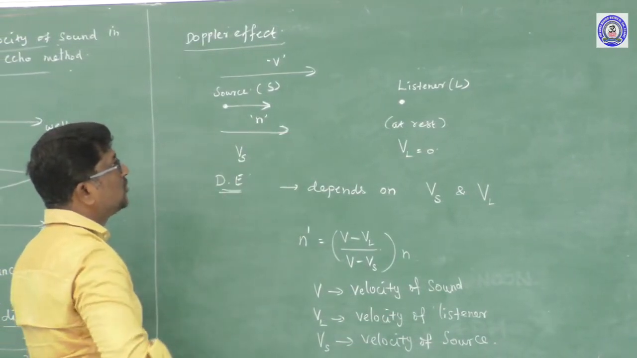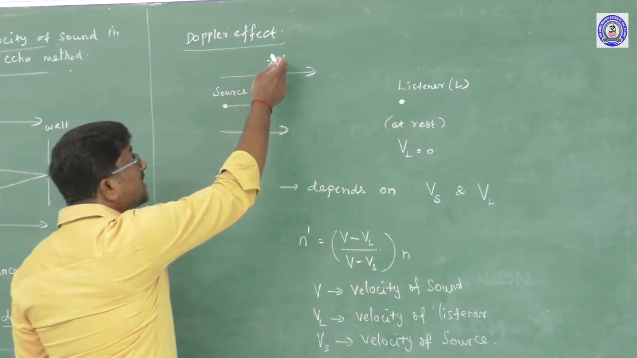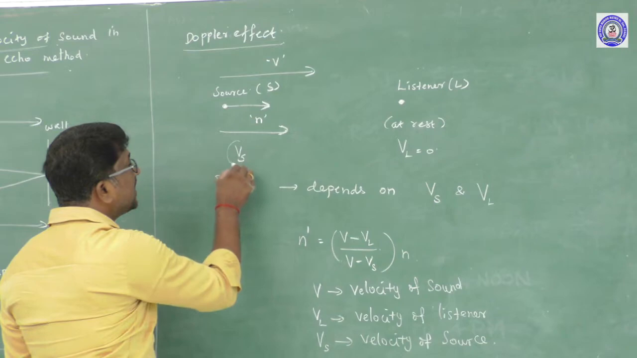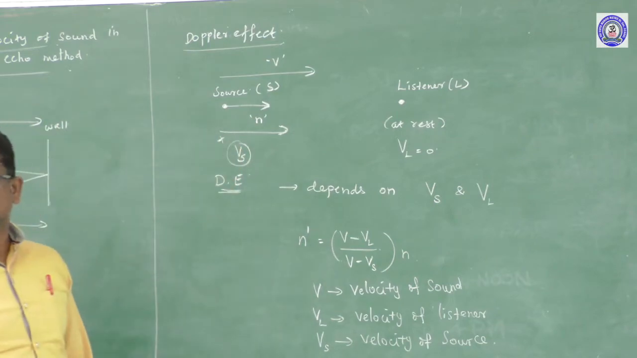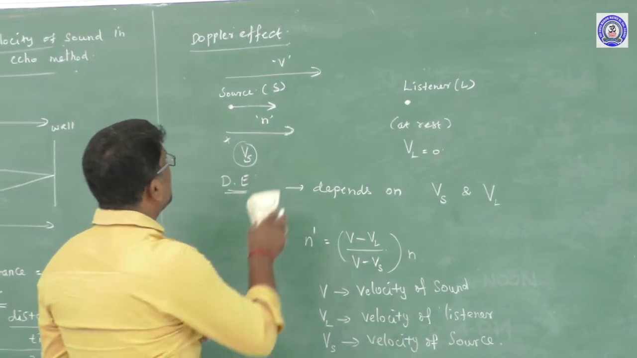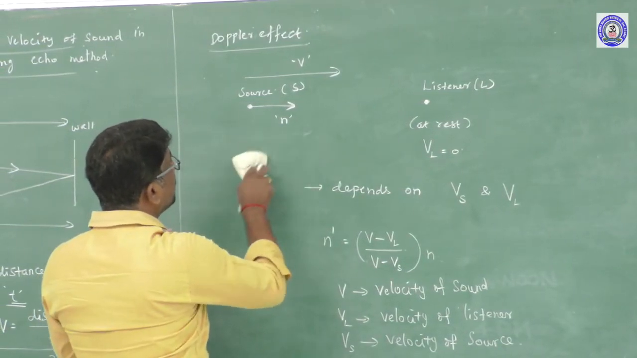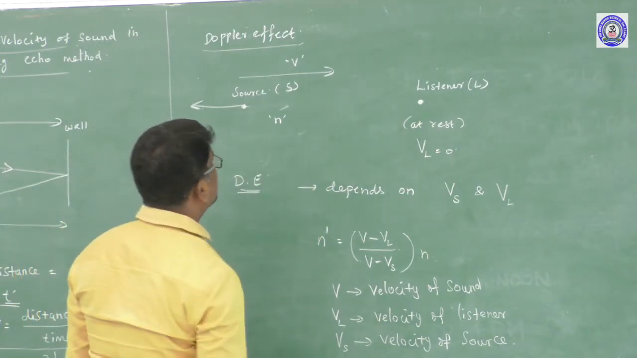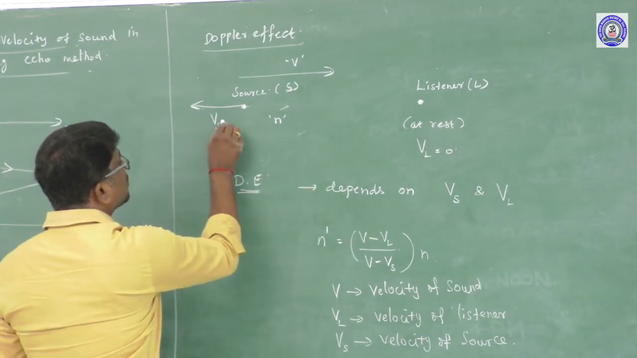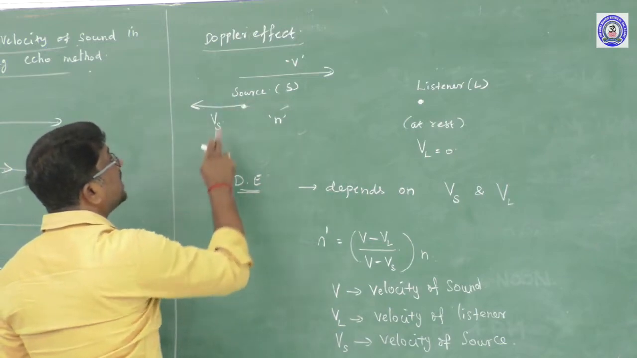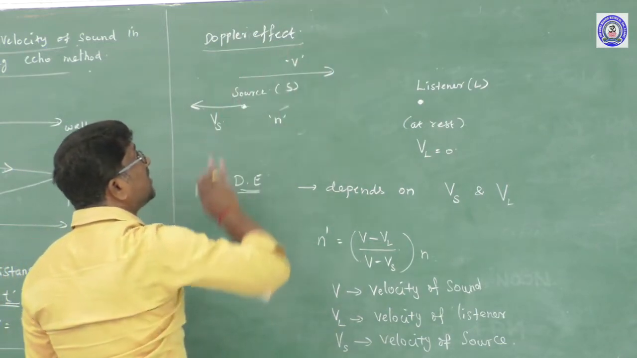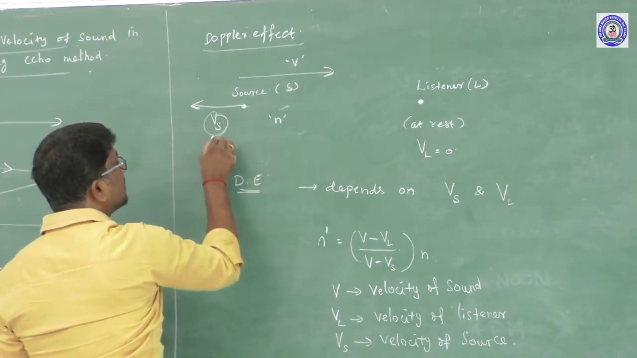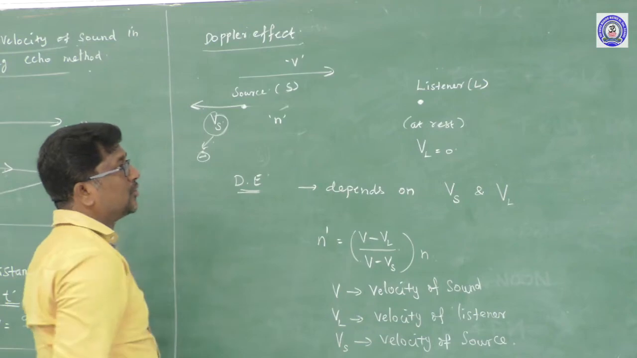So here Vs is not equal to 0. Both the velocity of the sound wave and the velocity of the source are in the same direction, so the Vs value is taken as positive. Suppose the source is moving away from the stationary listener. Here the direction of the velocity of the source is opposite to the direction of the velocity of the sound wave. V and Vs are in opposite directions, so the Vs value should be taken as negative.